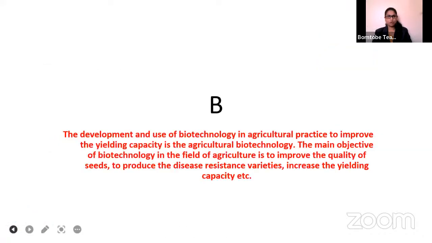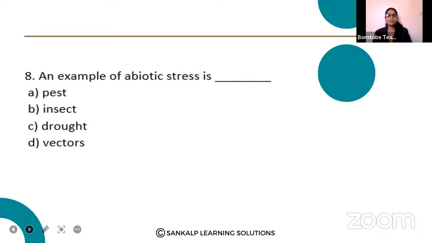Next question. An example of abiotic stress is: option A, pest. Option B, insect. Option C, drought. Option D, vectors. Abiotic means non-living. Option C, ma'am. Option C, drought. Samarth, Veeresh, Chaitra, Padmayan, Lakshmi, Saumyanara, Dyuti. Option C, drought, is the right answer. Other options are biotic stresses. Veeresh also answered as option C.